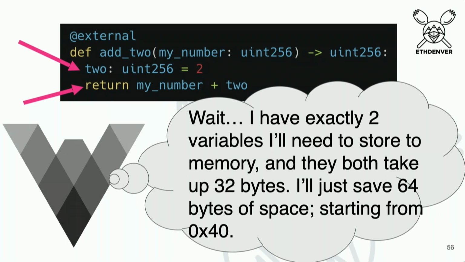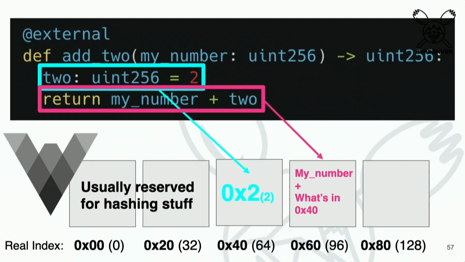So I have 2 things that I need to store in memory. Both of those are size 32 bytes. 2 times 32 is 64. All I need to do is just have 64 bytes of memory, and I'm good to go. I'll just have the first thing go in the 0 to 32, and the second thing go into 32 to 64. And I don't need a free memory pointer. And that's exactly what Vyper does. Vyper says, I'm just going to statically allocate this memory instead.